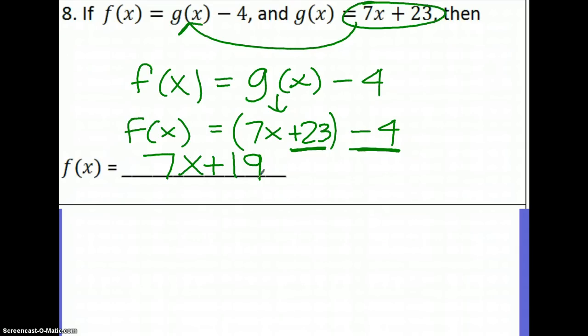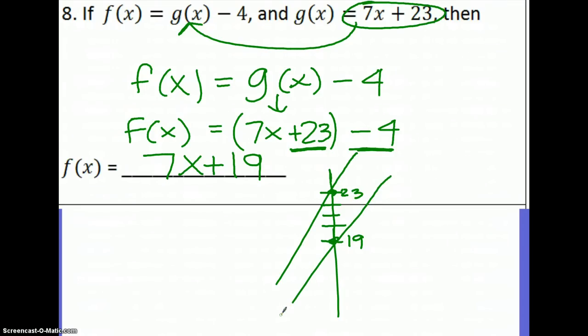That means g is up at 23 on the y-axis, way up here, and a slope of 7 probably doesn't look quite like that. A slope of 7 would look more like this. Here's 23, and f is down 4 units, so 1, 2, 3, 4, so that would be 19, and the same slope, 7x. Those lines are supposed to be parallel.